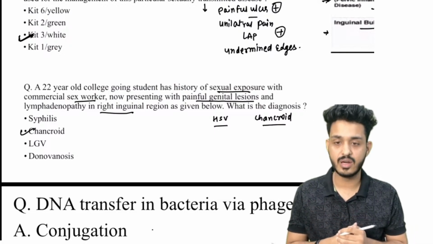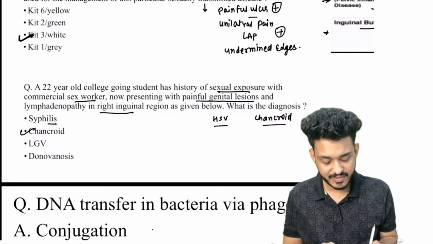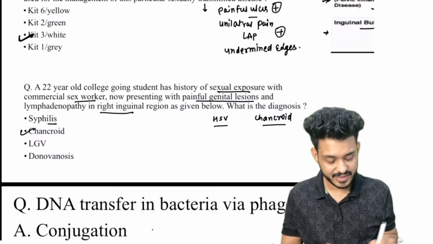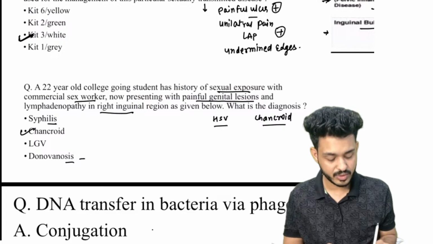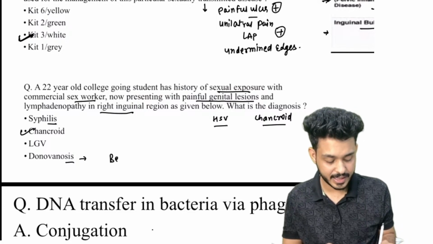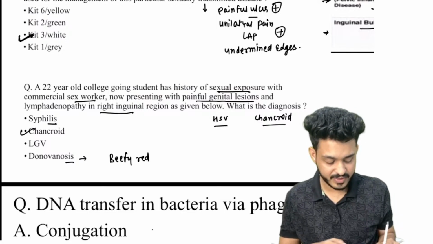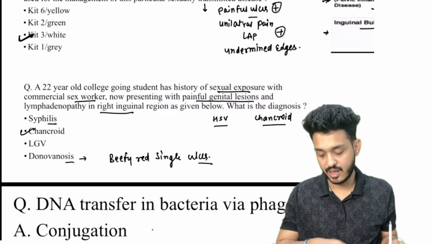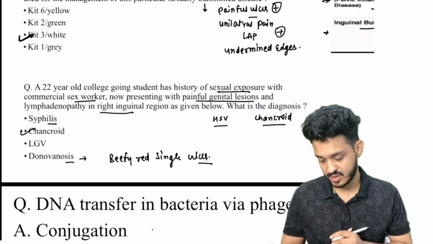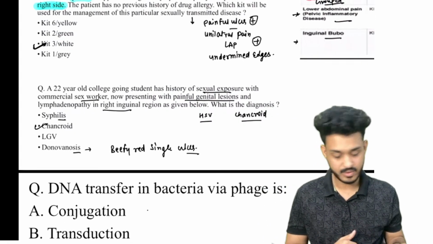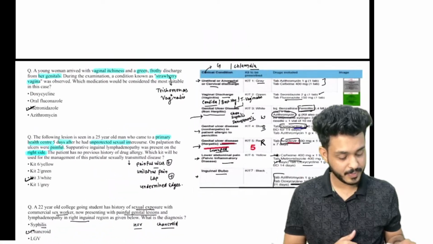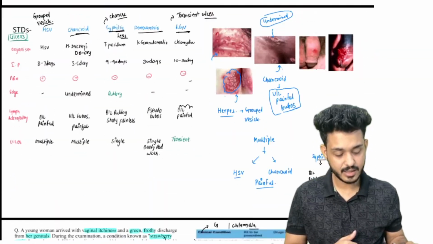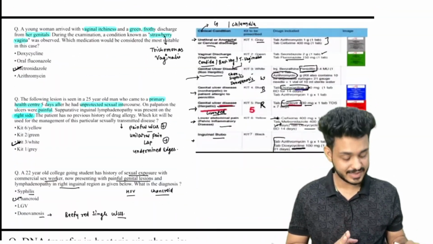The painless ones are syphilis, and the second one is donovanosis. For donovanosis, what would be the history? You will be finding a beefy red single ulcer. That would be your donovanosis. Wonderful, guys. You guys know everything, right? So question number 1 is done. Are you guys understanding? Is this the right way?